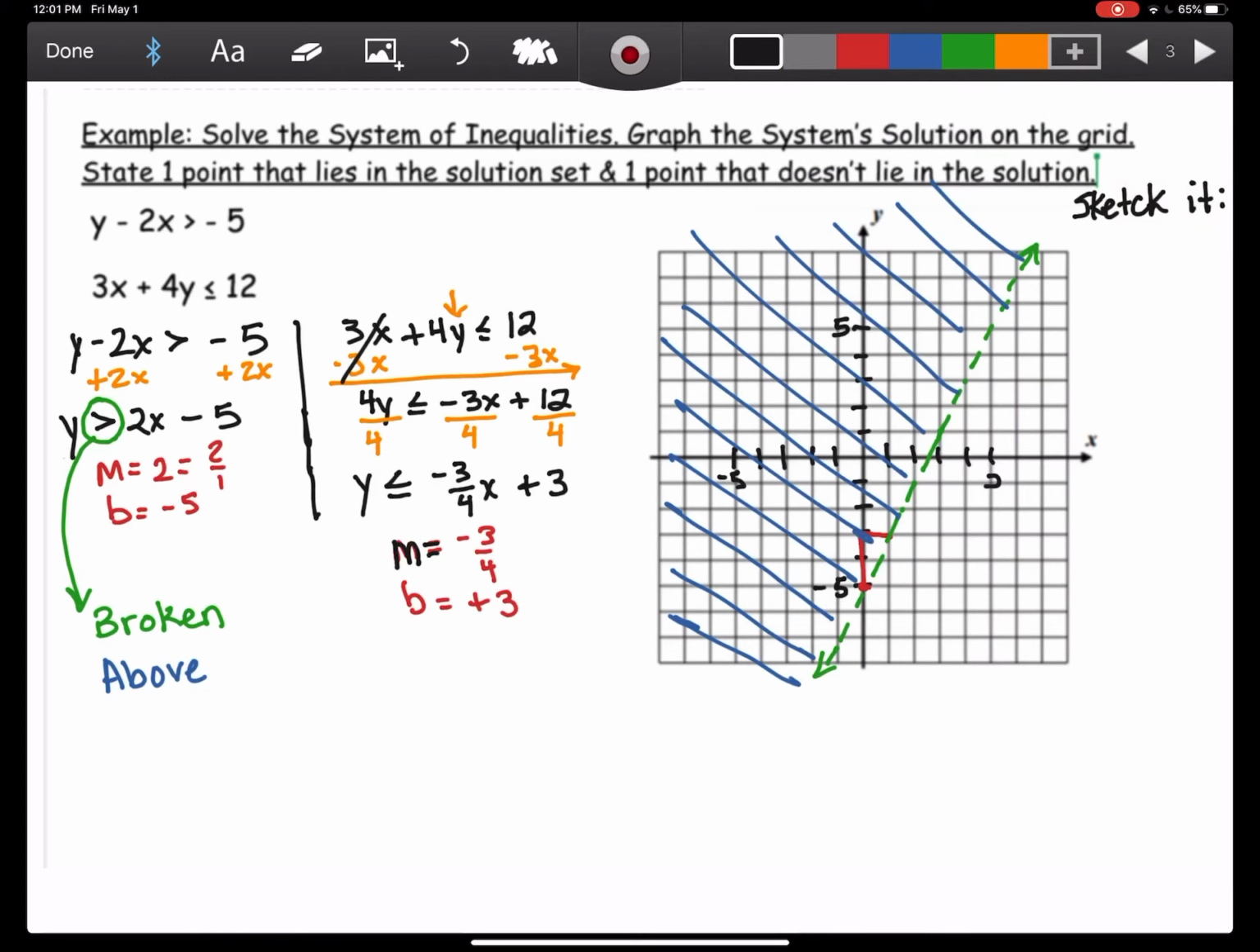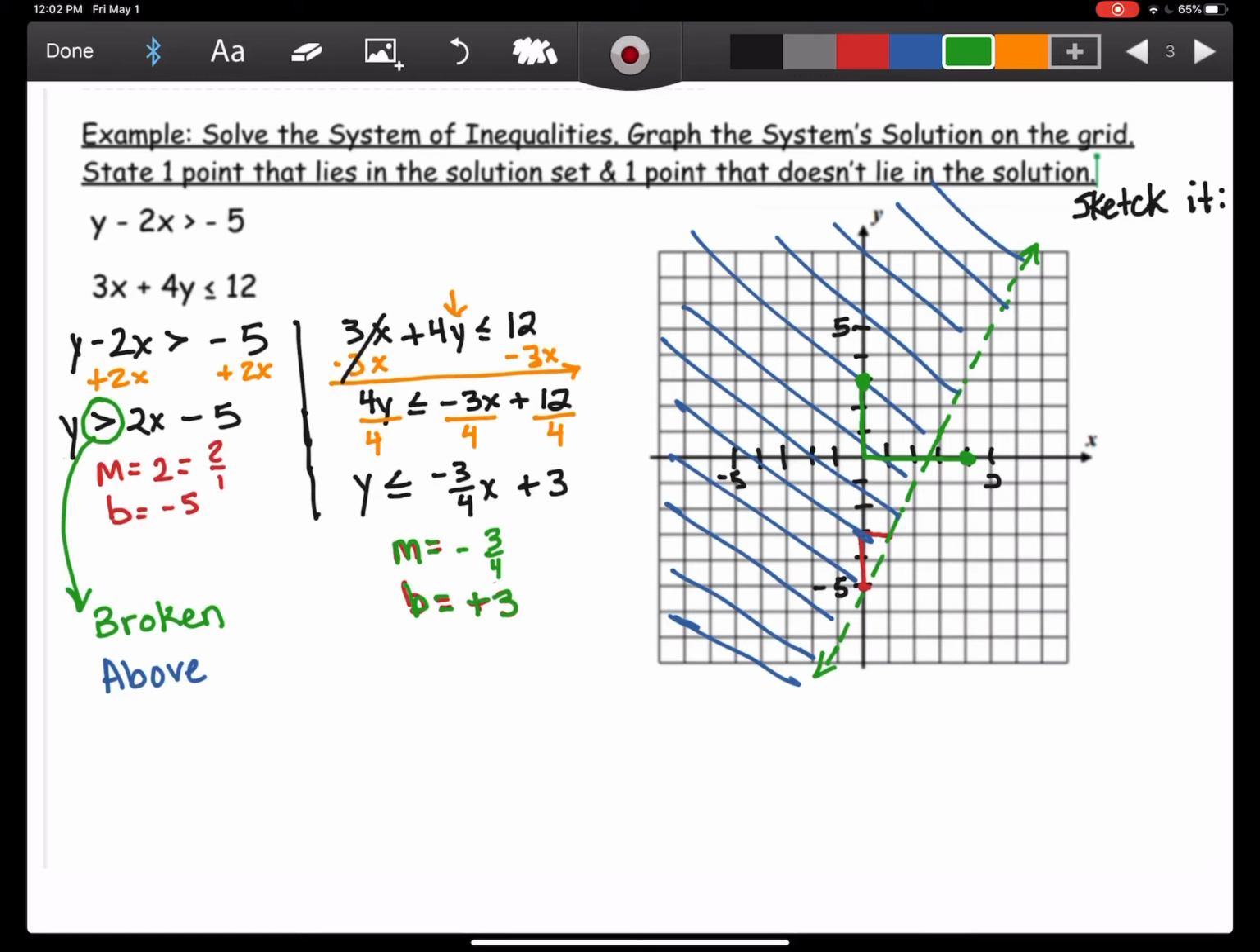M is equal to -3/4. B is equal to +3. I'm going to plot this. Ready? So +3 on the graph looks like this. Up top on the y-axis. We're going to go down 3 and right 4. 1, 2, 3, 4. We're going to plot a point.